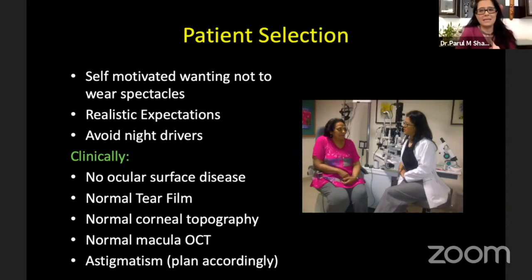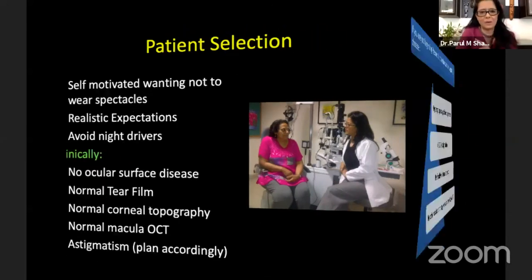Make sure that the retina is normal. So you may not charge the patient for a macula, but make sure that he's sitting on an OCT you run through, so that you detect any early epiretinal membranes or early drusen, right? Look at the astigmatism, because then we will plan accordingly.